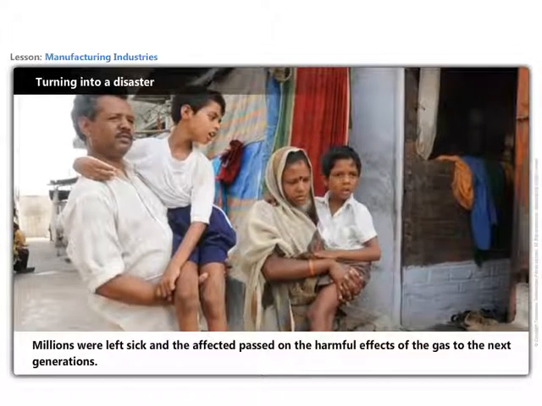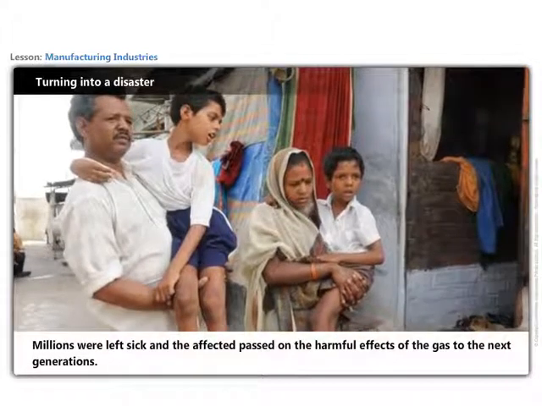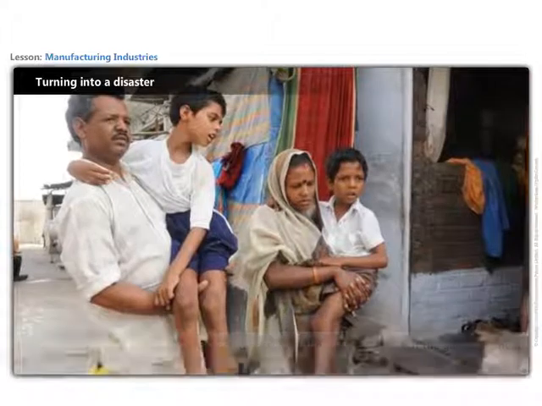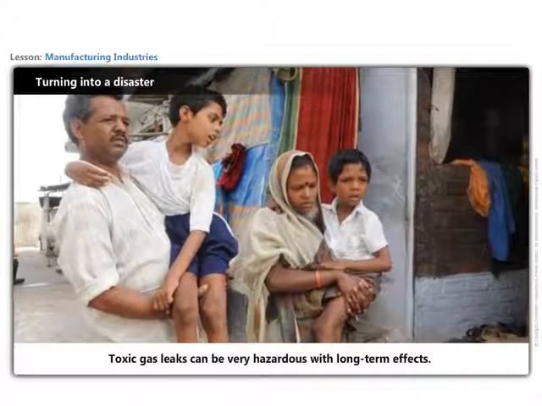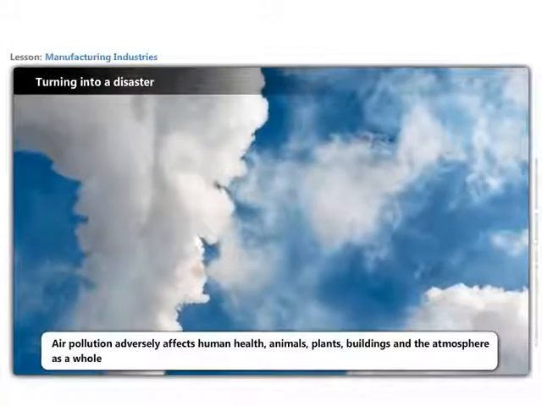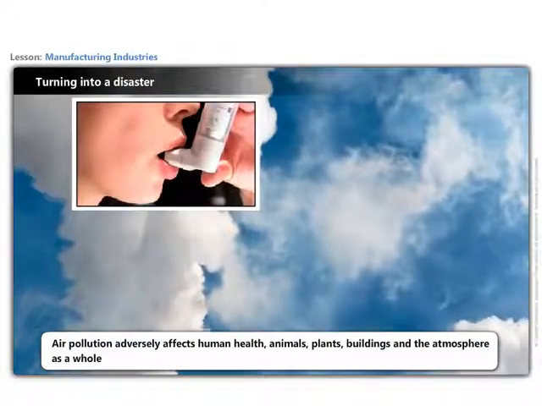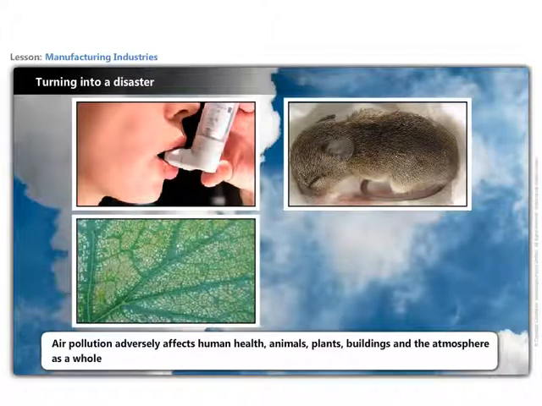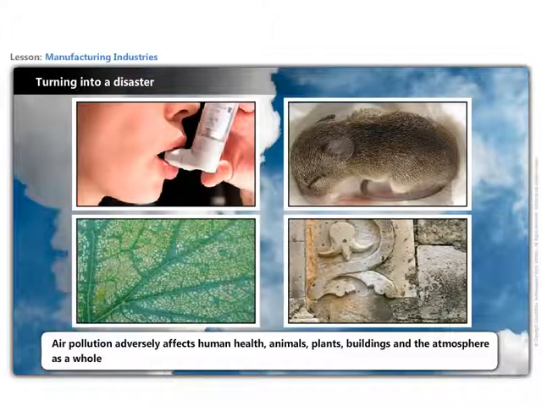Millions were left sick and the affected passed on the harmful effects of the gas to the next generations. Toxic gas leaks can be very hazardous with long-term effects. Air pollution adversely affects human health, animals, plants, buildings, and the atmosphere as a whole.